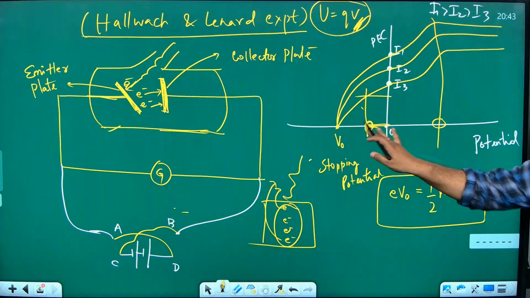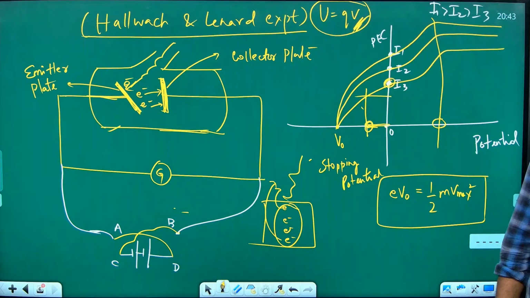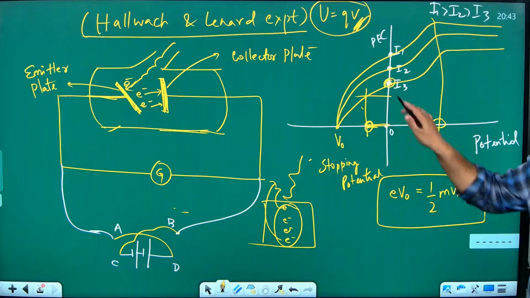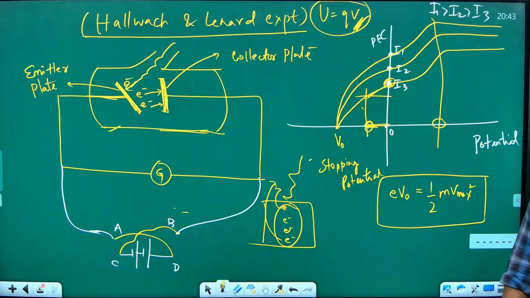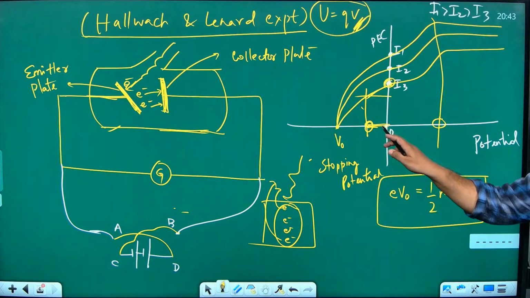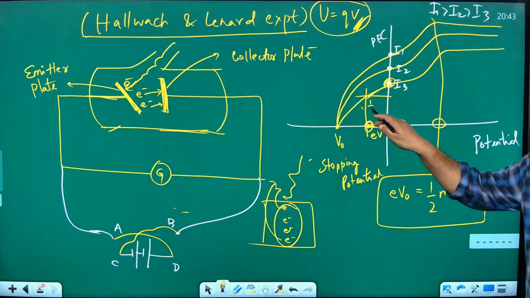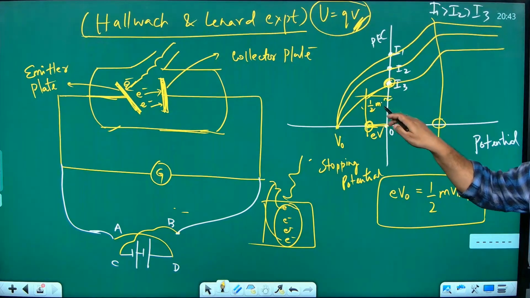Without this negative 10 volts, it had this much current. But since you gave 10 volts in the negative direction, it has reduced the current now. Are you able to understand this? Because whatever energy you supplied, in this case you supplied eV. eV would have reduced half m v squared, not max squared.